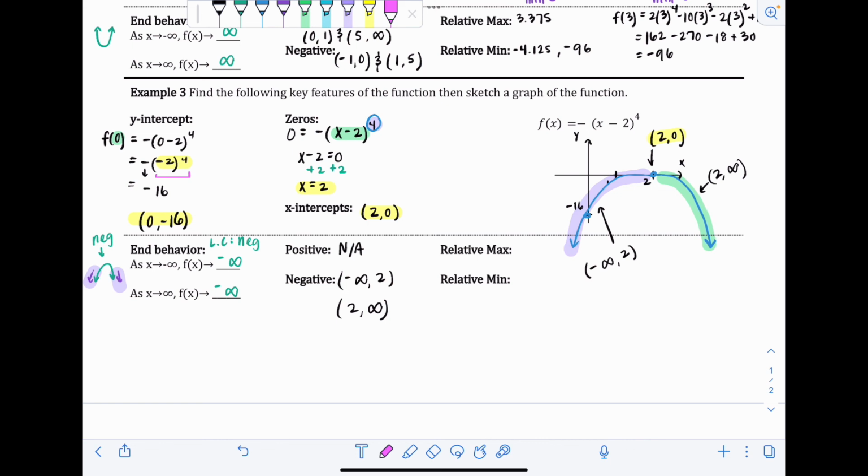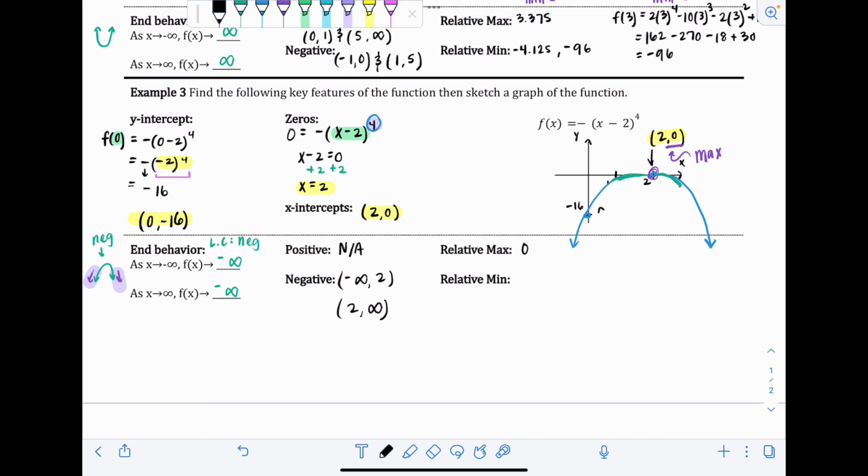Okay, and then the last part is the relative max or min. Anywhere there's a change in direction, there's a relative max or min. So we can see there's only one change of direction on this graph. It's right here, because there's no other bends throughout the entire function. Since that point is higher than the points surrounding it, that would make it a relative maximum. And we already know that point, so we don't have to do the work of finding it. The relative maximum is the y coordinate 0. So the relative maximum is 0.